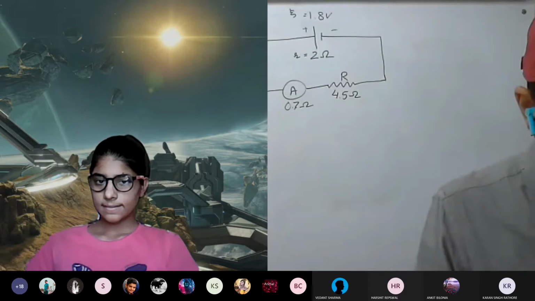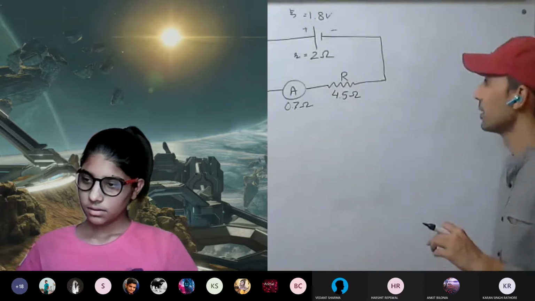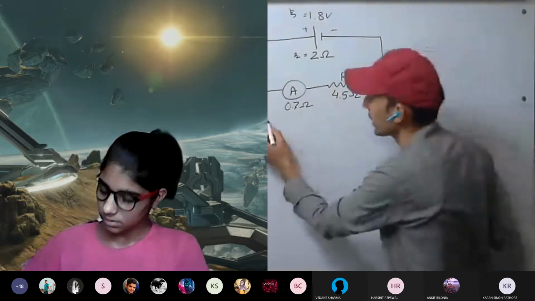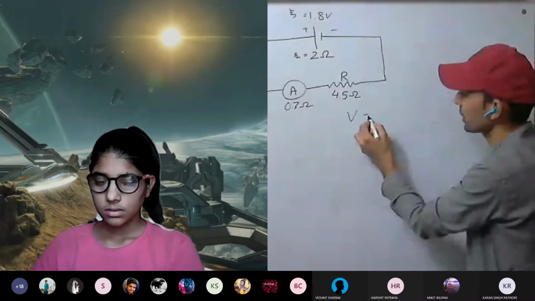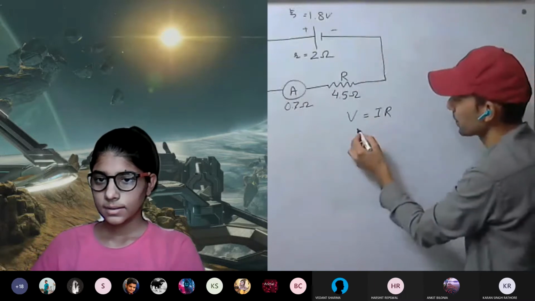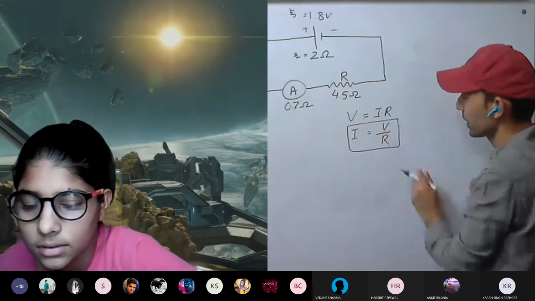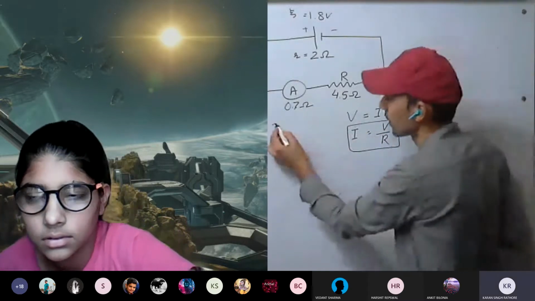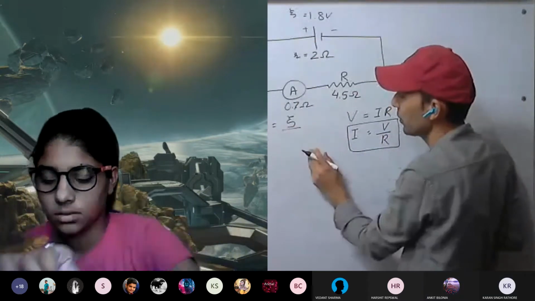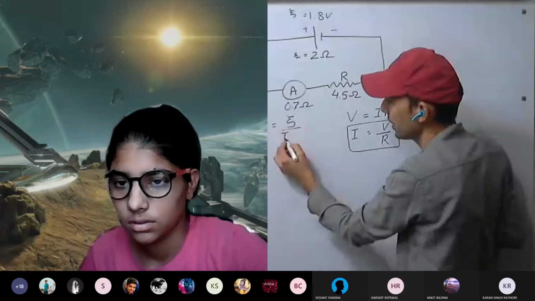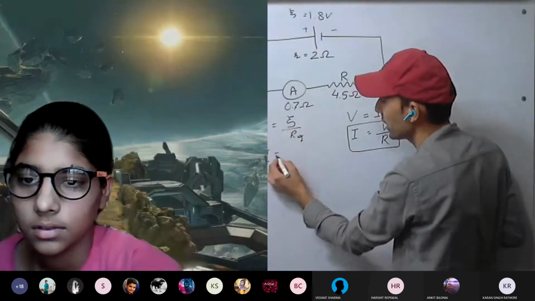So first, what would be the reading of the ammeter? We have to find the current flowing. Very basic, we have studied this. V equal to IR, so I equal to V by R. Here V will be the EMF divided by the total resistance, R equivalent.